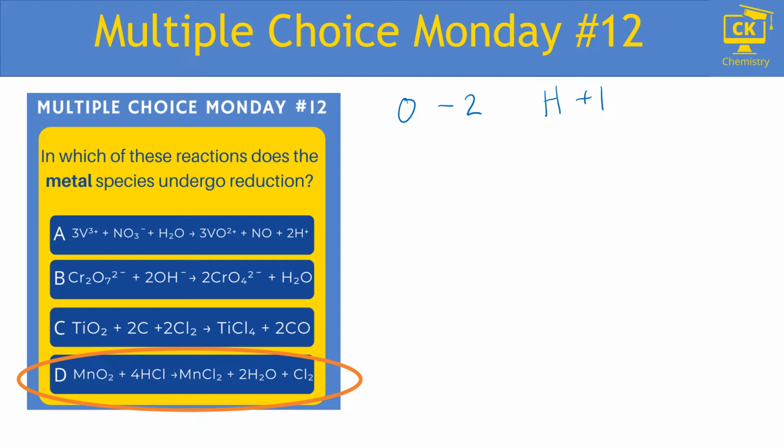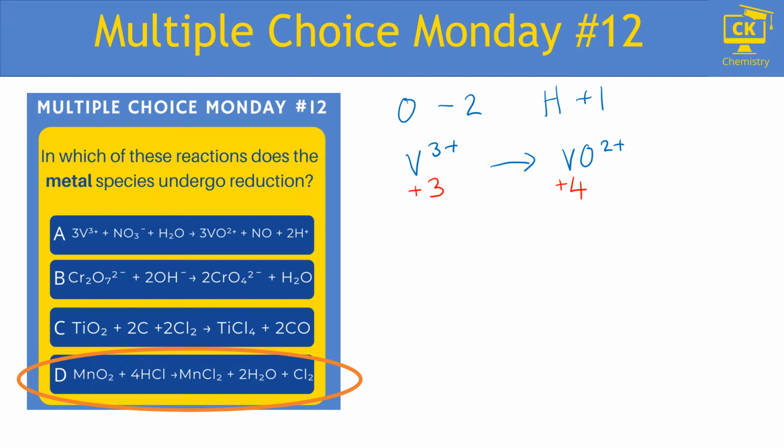So in A, I need to be careful that I don't just look at the charge on the ions, so I'm going from V3+ to VO2+. I don't need to worry about the rest of it. The question is asking me only about the metal. And so what that tells me is that obviously vanadium is +3 oxidation state in the V3+ ion. In the VO2+ ion, oxygen is -2, which means that vanadium is +4. So that is being oxidized.